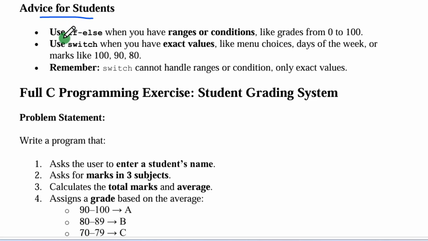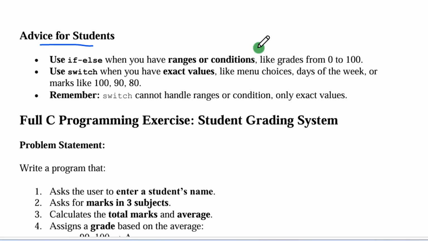Now, advice for students. The advice here is to use if else when you have ranges or conditions, like a rate from this to this. It's exactly what I was explaining. Imagine that you have another exercise where they say display A grade if the mark is between 100 and 90. You already see that here we are comparing something in a range. We cannot use the switch statement again because we are no longer comparing equality, but comparing something in a range. In that case, we use if else.